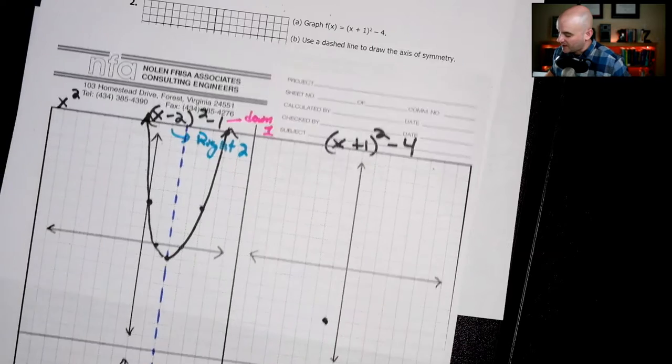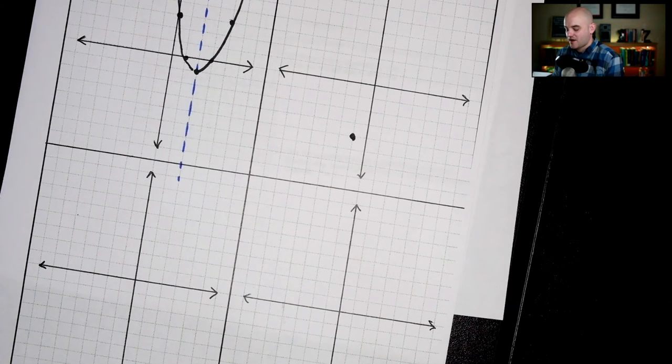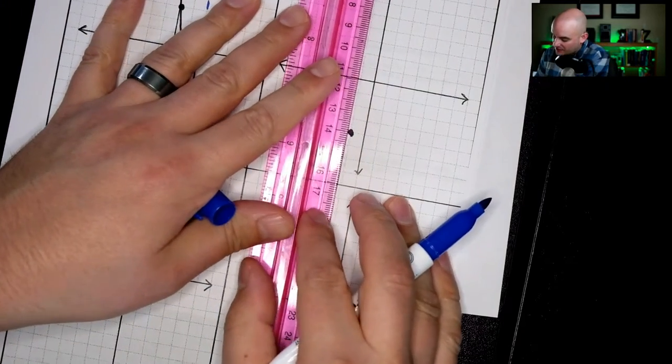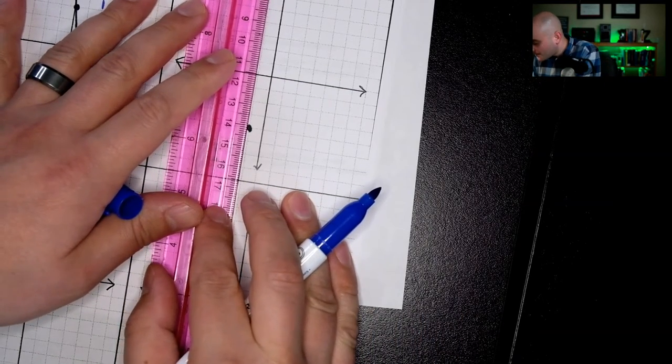So I'm going to pretend like that's my origin. In fact, I'm going to go ahead and graph my axis of symmetry, so that way it's easier to graph as I try to use symmetry.